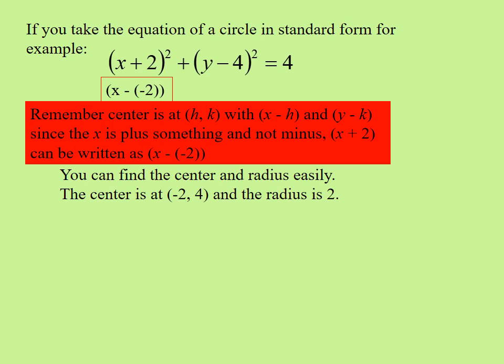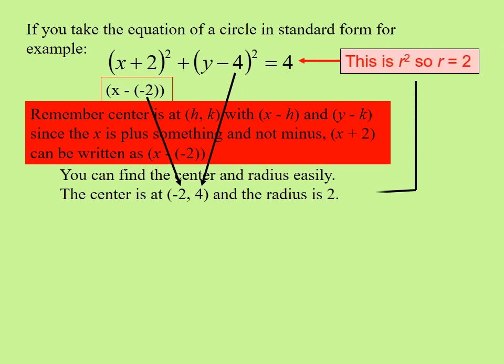So, dali na siya makita karon ang atong center kay pareha naman siyang porma sa atong standard form. So, ang atong center ani is at (−2, 4), and the radius is 2. So, kasabot naman mo no, giunsa nahimong 2 ang atong radius. So, mao na siya ang atong center ug ang atong radius of the circle.